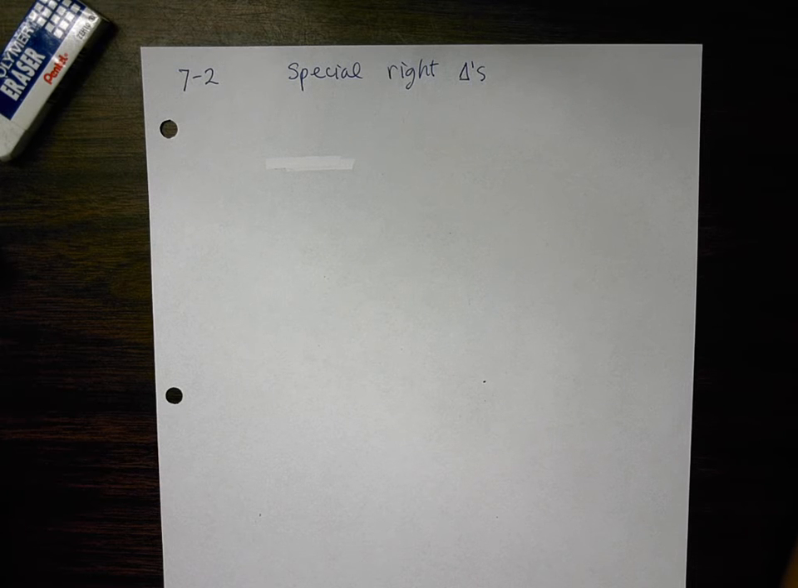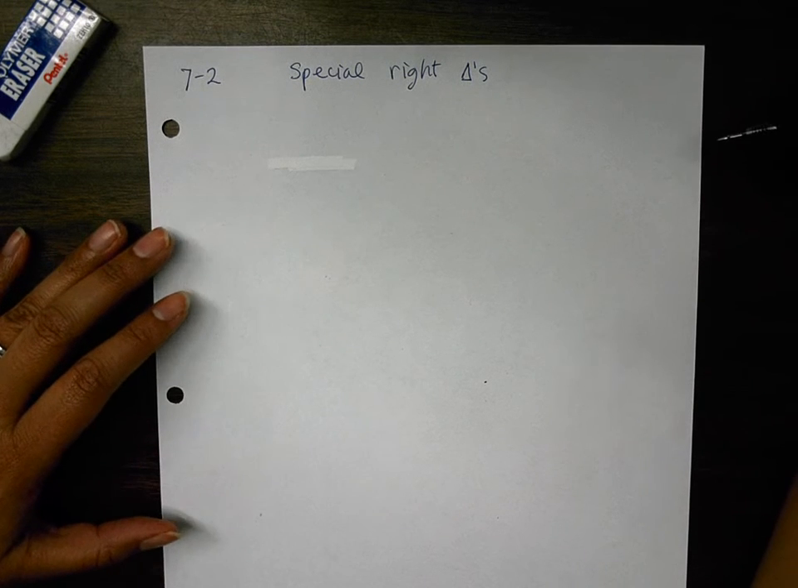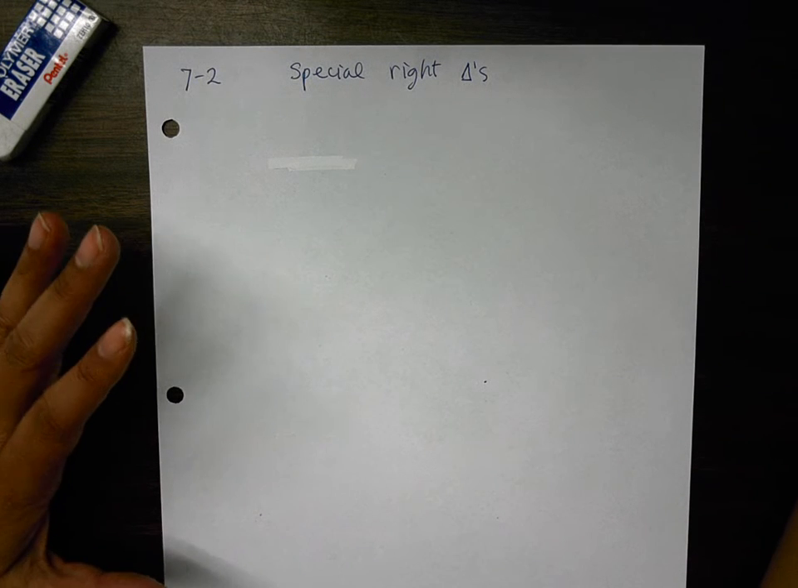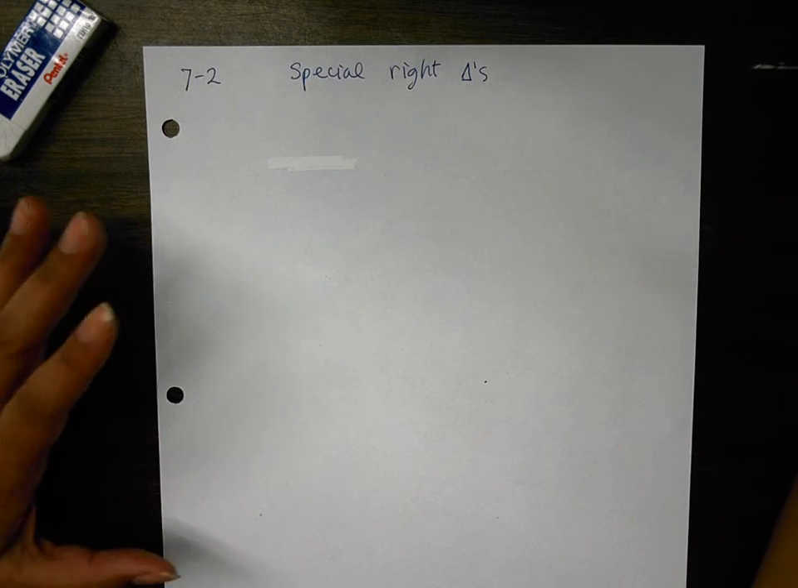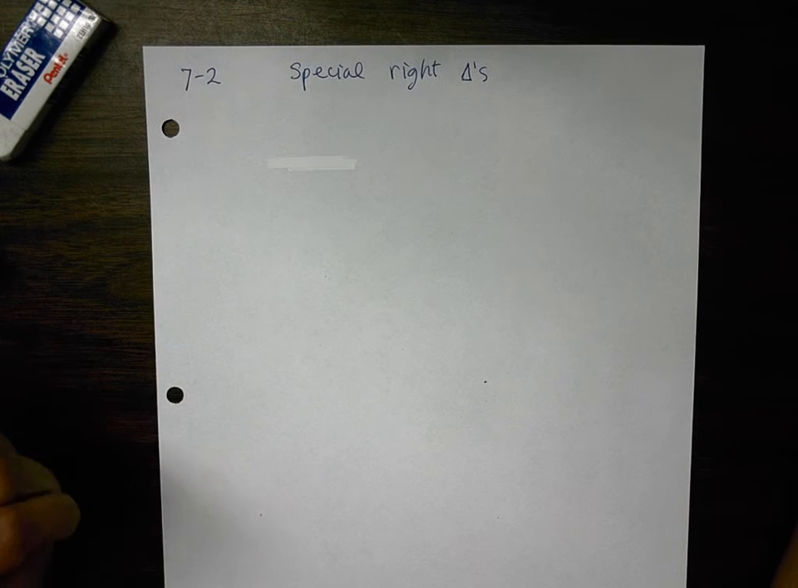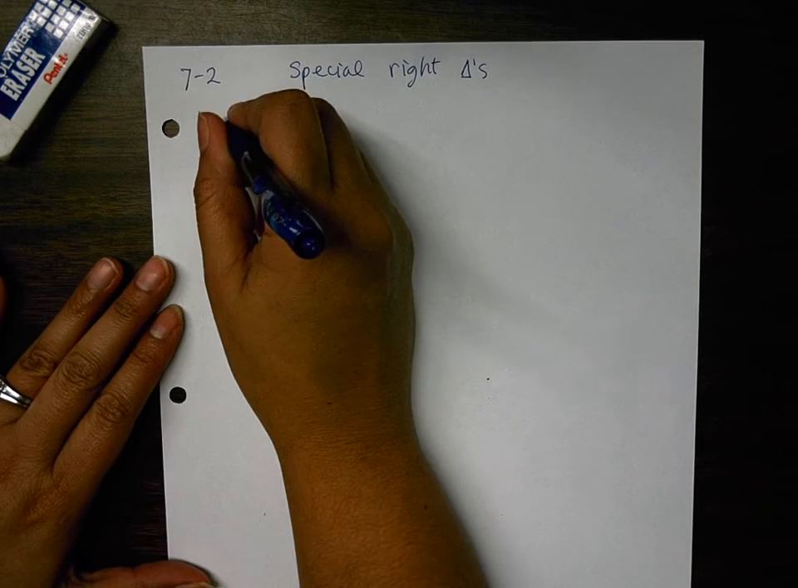Today's lesson is special right triangles. This particular lesson, you will use the rest of this unit. You will use it second semester. You will use it next year in Math 3. You will use it in advanced math. And those of you moving on to calculus, you will use it in calculus as well. So you want to make sure you completely and fully understand.